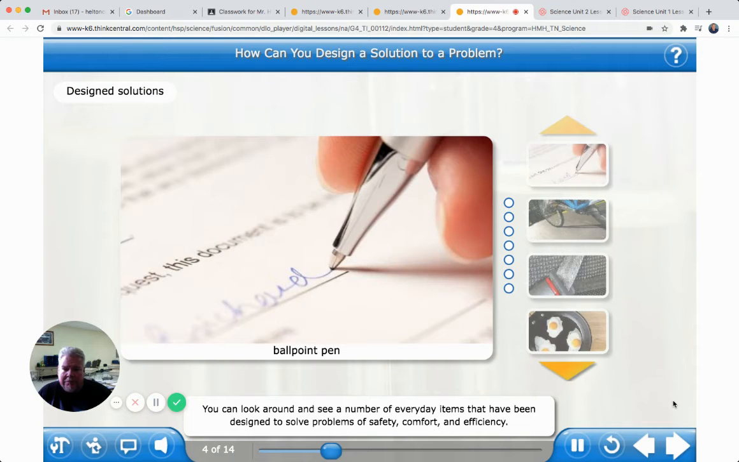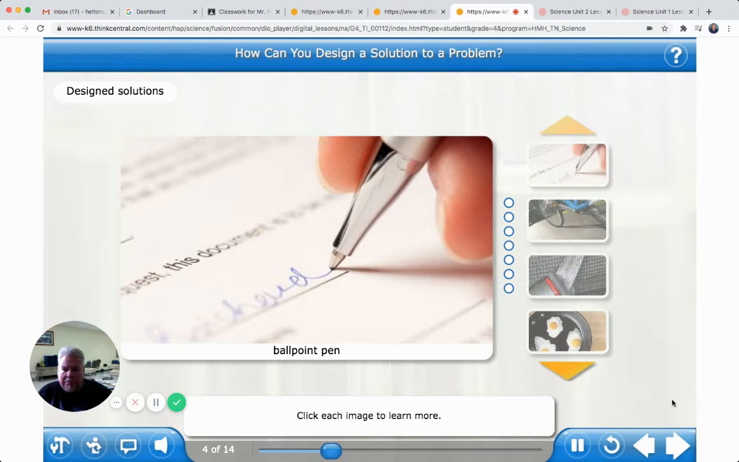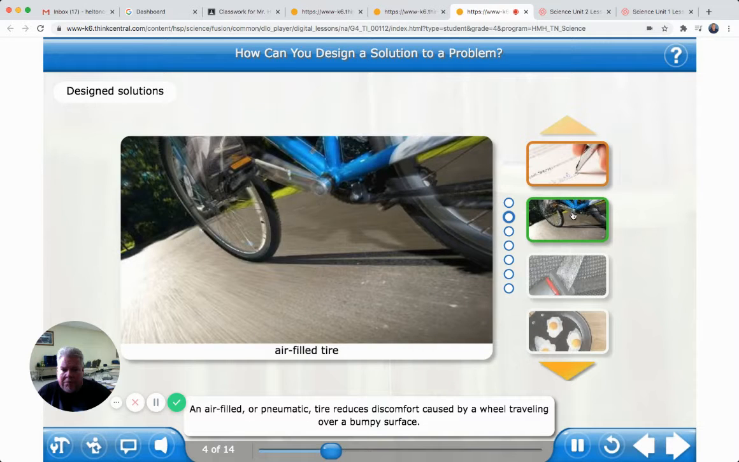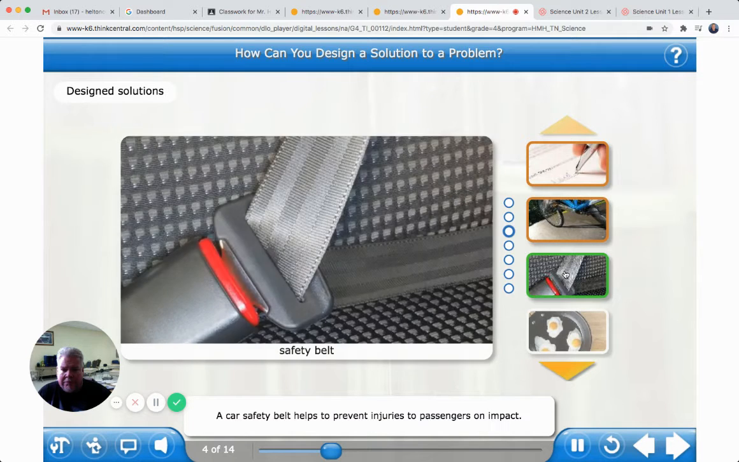You can look around and see a number of everyday items that have been designed to solve problems of safety, comfort, and efficiency. Click the image to learn more. A ballpoint pen eliminates the need to refill a fountain pen. An air-filled or pneumatic tire reduces discomfort caused by a wheel traveling over a bumpy surface. A car safety belt helps to prevent injuries to passengers on impact.